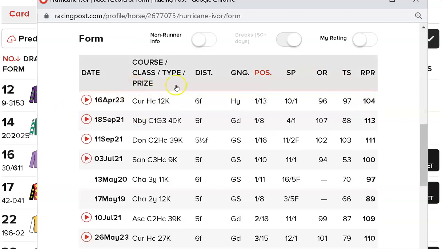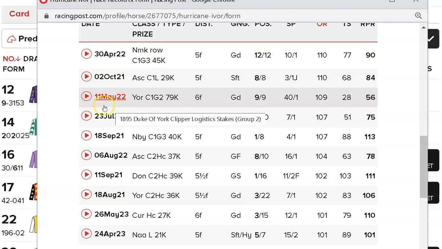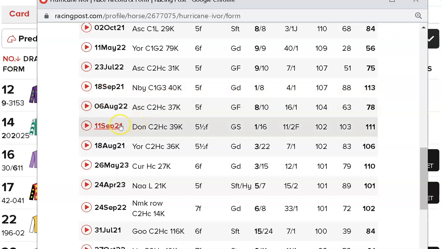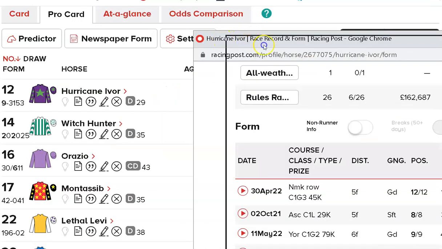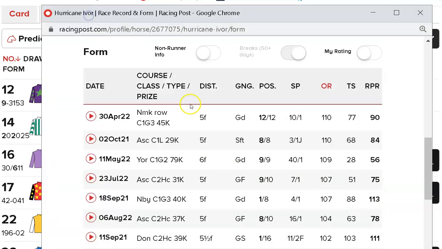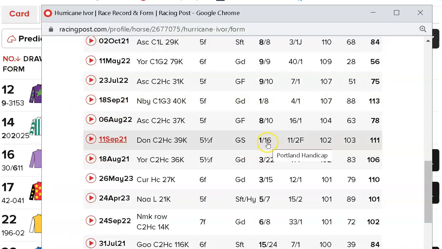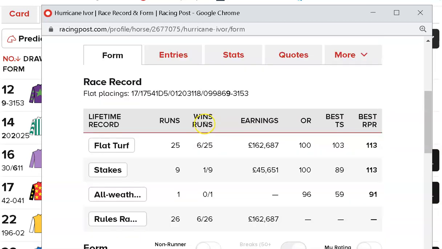Let's have a look at his official marks. He has been highest rated 110. He has won a Group 3 2 years ago in September of 21. Not that that's very relevant. He won the Portland Handicap off 102. And he's racing here off, let me just remind myself, 103. So he's going to have to win. The highest mark he's won off in a handicap is 102. So he's going to have to win off his highest ever career mark at 6 years old. And he's had 26 starts.